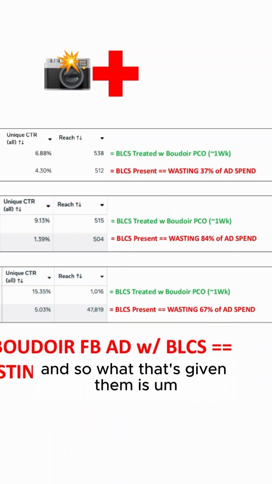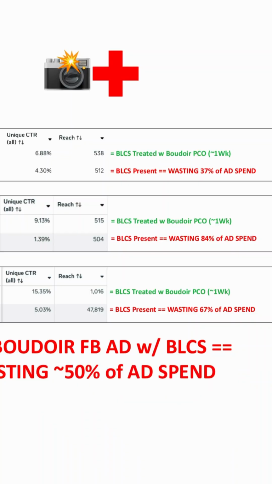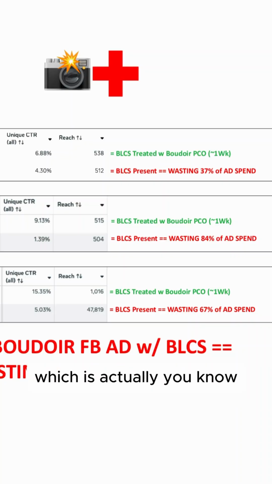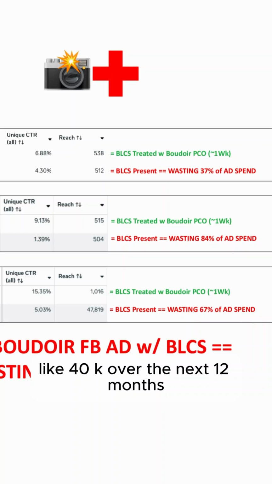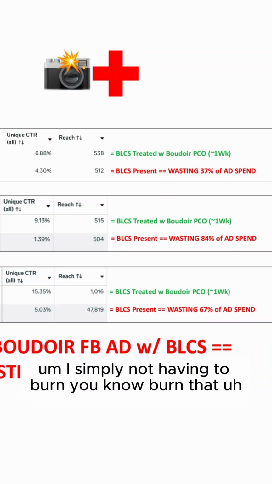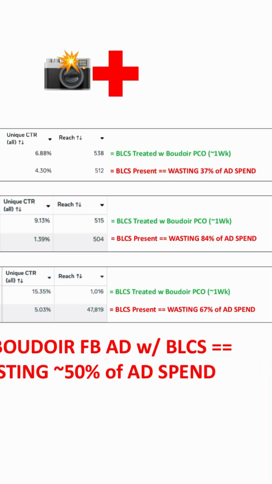And so what that's given them is $3,700 a month, which is actually like $40K over the next 12 months. By simply not having to burn that cost.